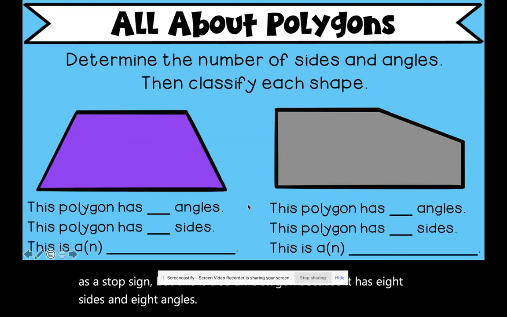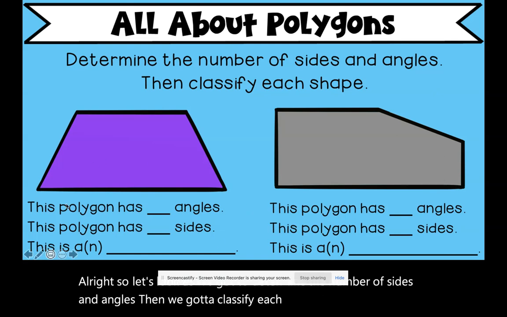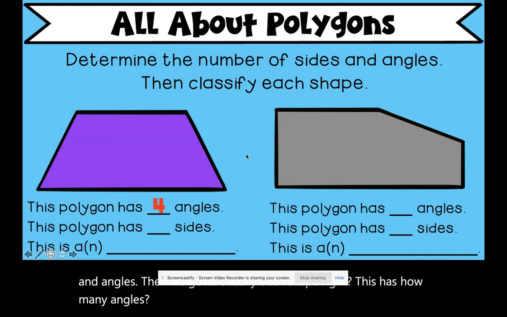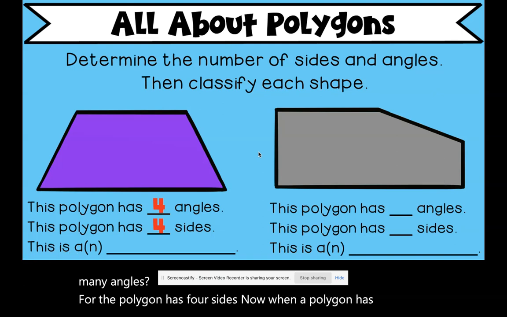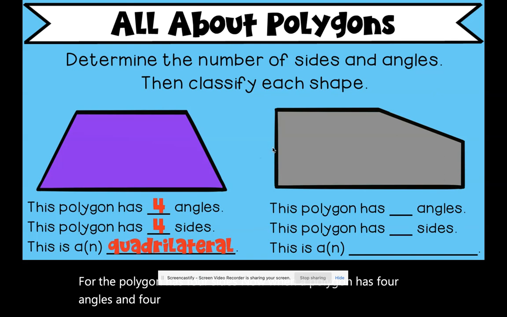All right, so we got to determine the number of sides and angles, then we got to classify each shape. All right. This has how many angles? 4. The polygon has 4 sides. Now, when a polygon has 4 angles and 4 sides, it is called a quadrilateral.